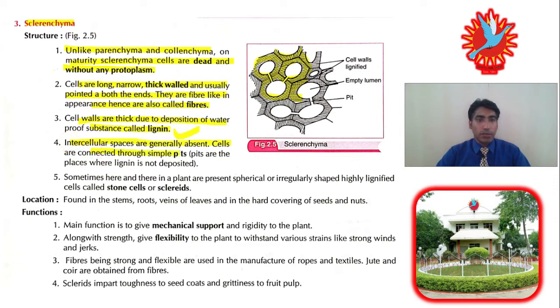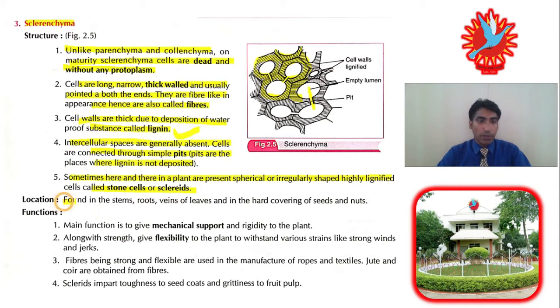Cells are connected through simple pits. Pits are the places where the lignin is not deposited. Here you can see these are the intercellular channels. These are called pits or plasmodesmata. Here the lignin is not present. Okay. Sometimes here and there in the plant there are spherical or irregular shaped, highly lignified cells called stone cells or sclerites. We will differentiate between the fibers and sclerites by the diagram.